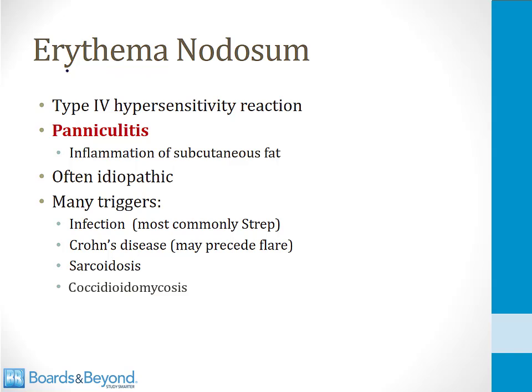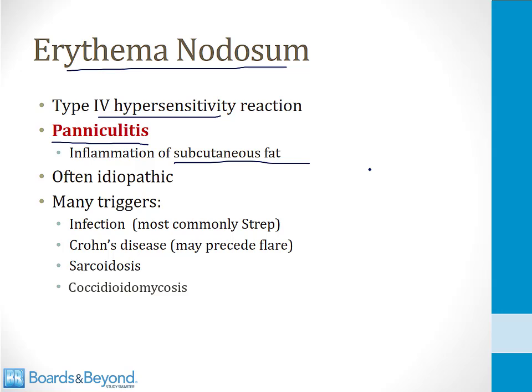Let's start by talking about erythema nodosum. This is an example of a type 4 hypersensitivity reaction, meaning it is basically an allergic reaction in which the body attacks itself. It's a form of panniculitis. Panniculitis means inflammation of fat, and in this case it's the subcutaneous fat in the skin.